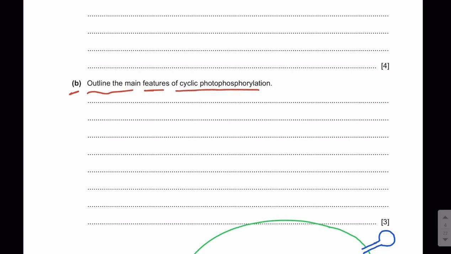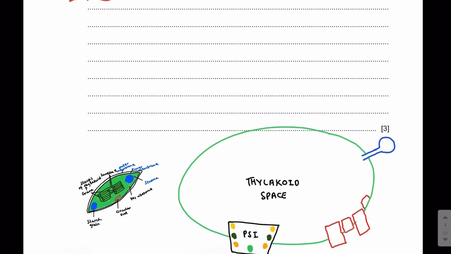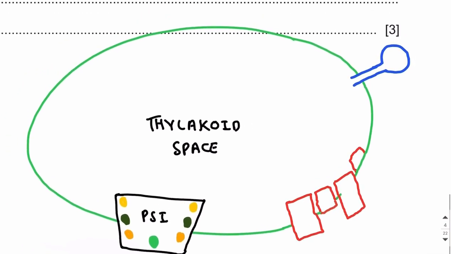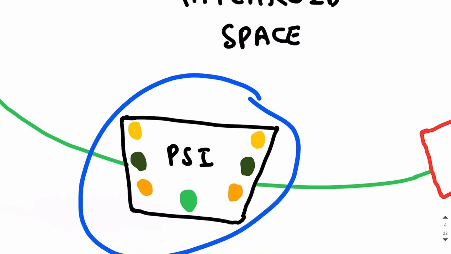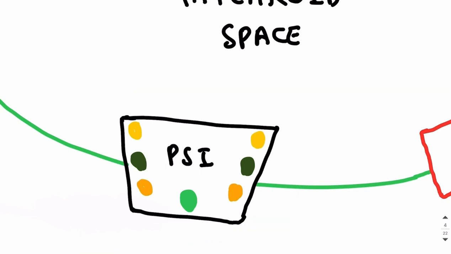So guys, cyclic photophosphorylation is one of the reactions that occur in the light dependent stage. It is a part of the light dependent stage. If we quickly recall, what happens during cyclic photophosphorylation? I have simply drawn a mini diagram to explain it. You need to know that in cyclic photophosphorylation, photosystem 1 is involved. And how does it begin?